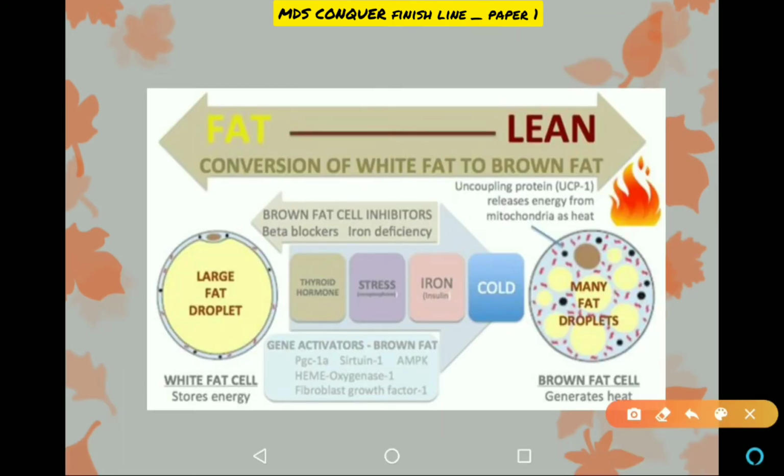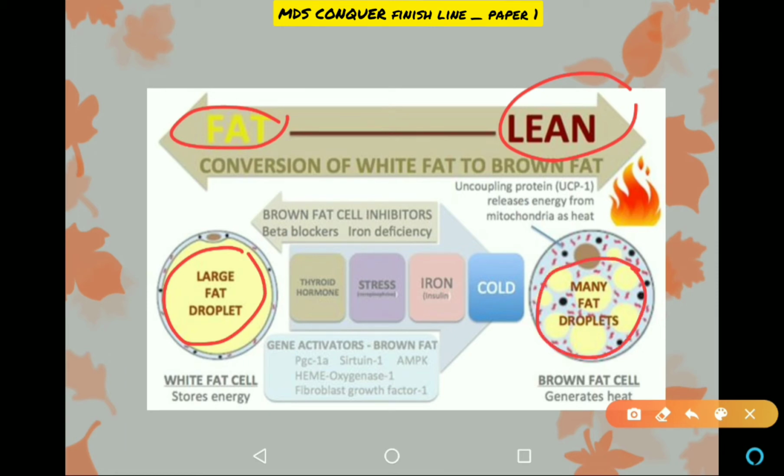Then coming to fat and lean persons, how will it be? A large fat droplet will be there, whereas in the other, many fat droplets will be there. Here are the gene activators of brown fat; we have seen that brown fat helps in the mediation of temperature. These include PGC-1α, heme oxygenase 1, and fibroblast growth factor, and also other things like cold, iron, insulin, stress, and thyroid hormone, which help modulate the temperature.